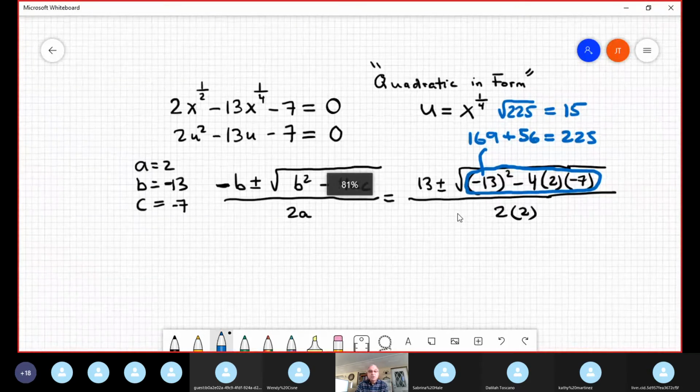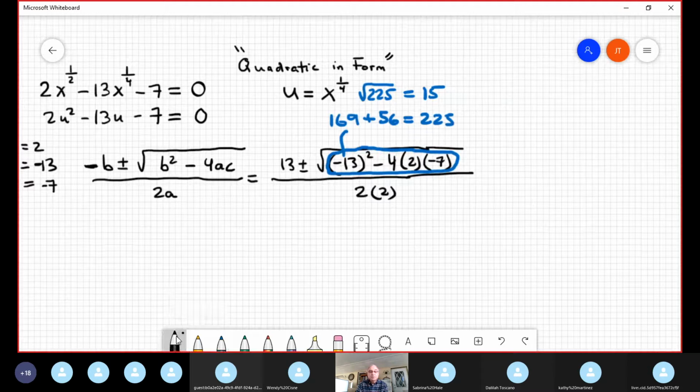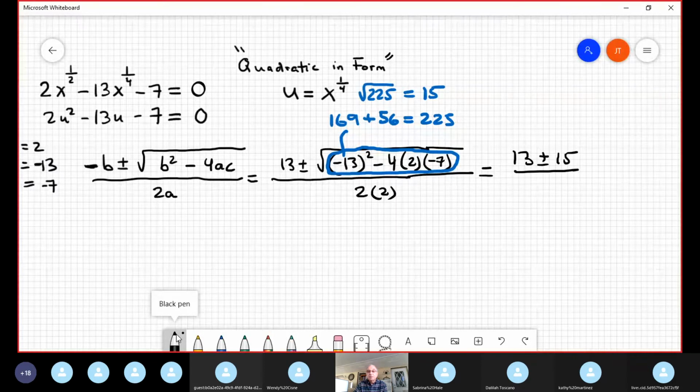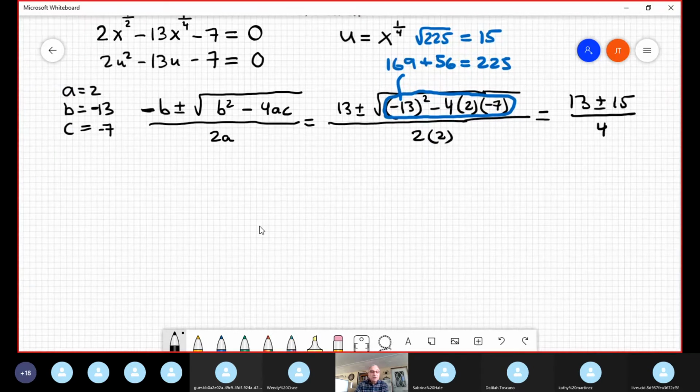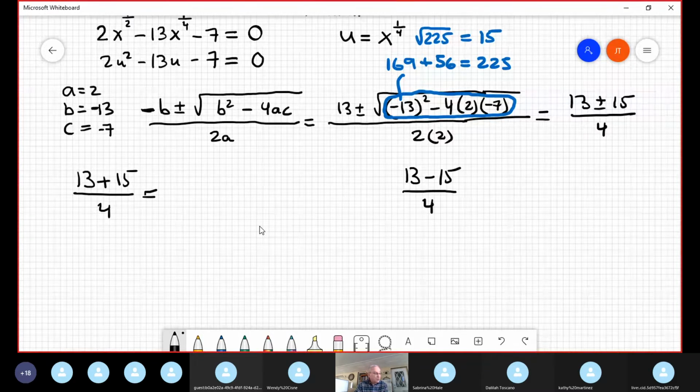Okay, so far we have, make it zoom, so far we have 13 plus or minus 15, divided by 4, which is 2 times 2. Okay, so you separate two expressions, no plus or minus anymore: 13 plus 15 over 4 and 13 minus 15 over 4. Okay, 13 plus 15 is 28, and 28 divided by 4 is 7.